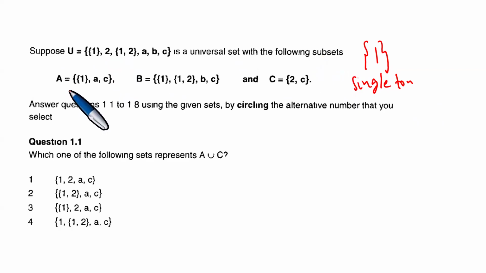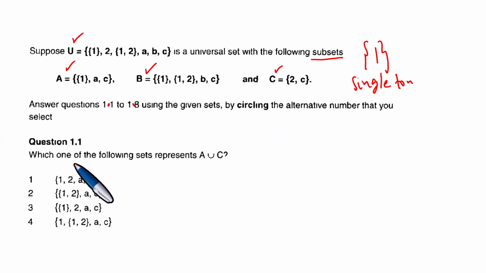This is a universal set with the following subsets. The set A is a subset of the universal set U. Similarly, B is also a subset of the universal set U. The set C is similarly a subset of the universal set U. Answer questions 1.1 to 1.8 using the given sets by circling the alternative number you select.